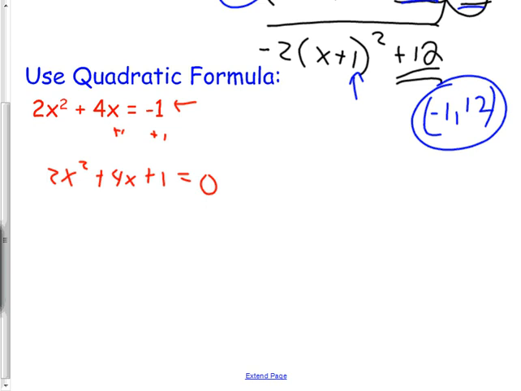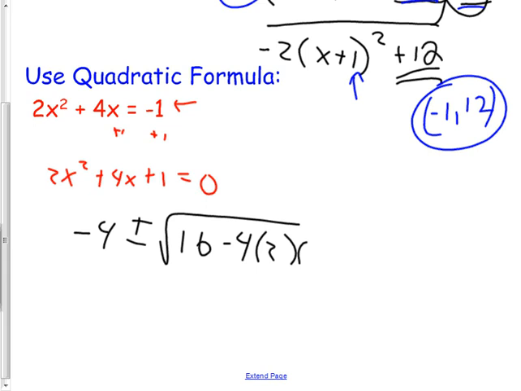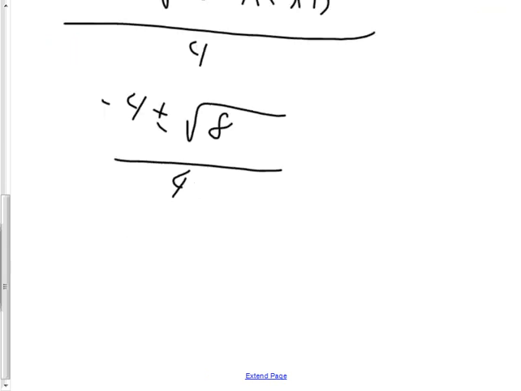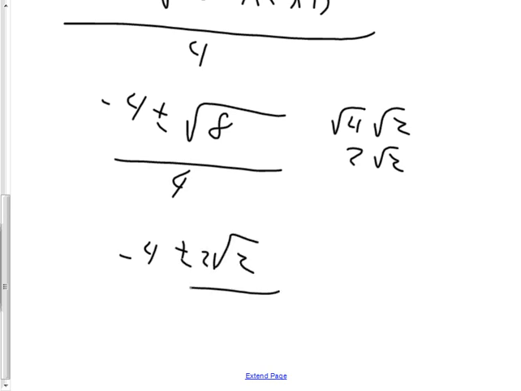Here's what you should have done. Negative b, negative 4, plus or minus the square root of b squared, 16, minus 4 times a, which is 2, times c, which is 1, all over 2a, 2 times 2 is 4. And then you have negative 4 plus or minus the square root of 16 minus 8 makes 8, all over 4. I warned you that was going to happen. Now the square root of 8 you can break into root 4 and root 2, and that would be 2 root 2. So I could say negative 4 plus or minus 2 root 2 all over 4.